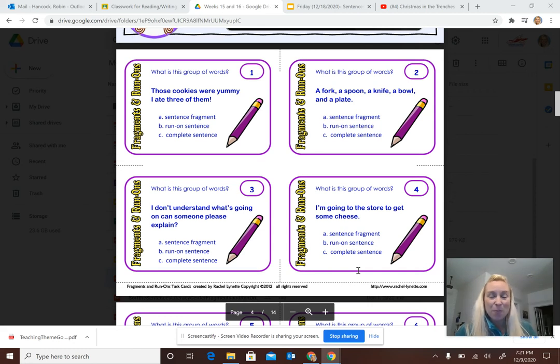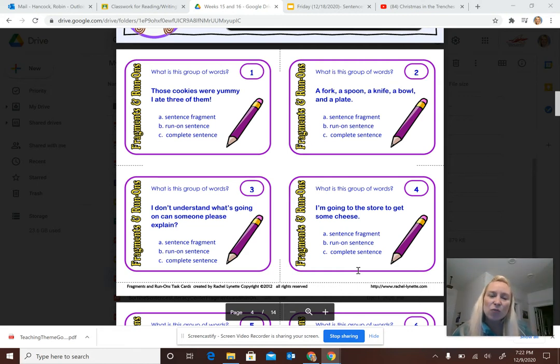We are going to work more on sentences and then we're going to read a story and talk about summarizing that story to determine the theme of the story. Okay? So let's start out. We've been talking about complete sentences, run on sentences, and sentence fragments. So we're going to practice with these first four and I'm going to explain my thinking.